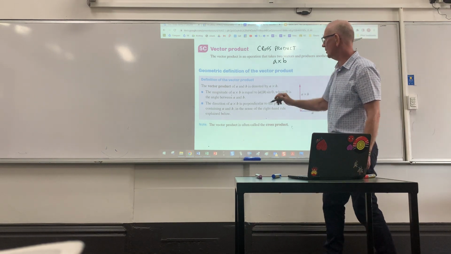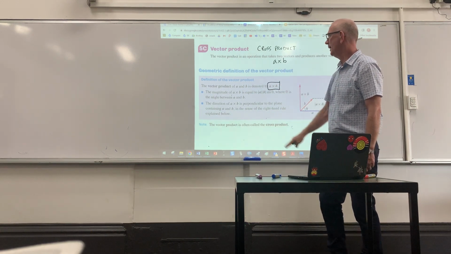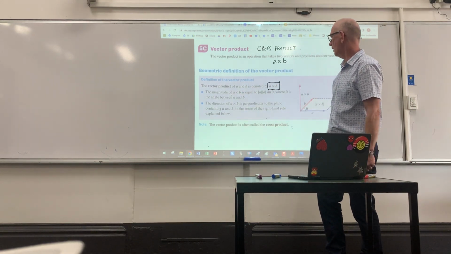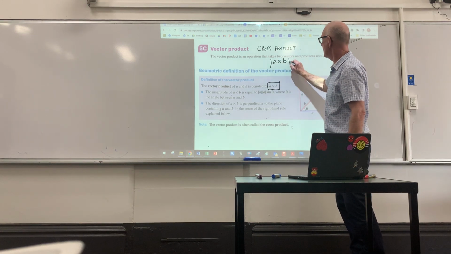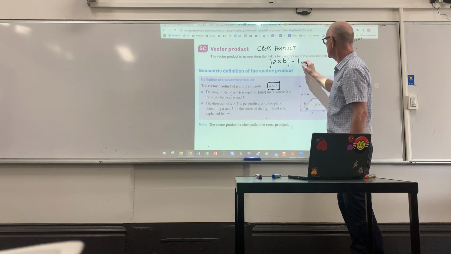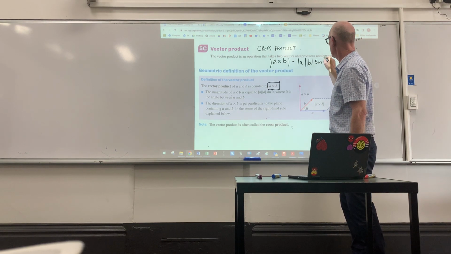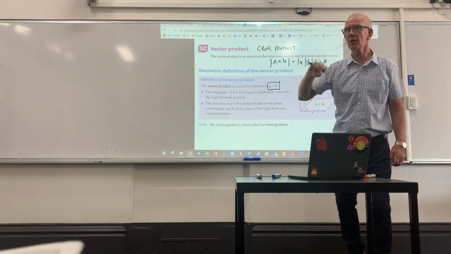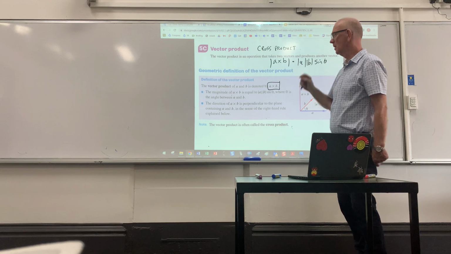So, the vector product of A and B is denoted by A times B. The magnitude of the vector product, so the magnitude of A times B, is the magnitude of A times the magnitude of B times the sine of theta, not the cos of theta like the dot product rule does.